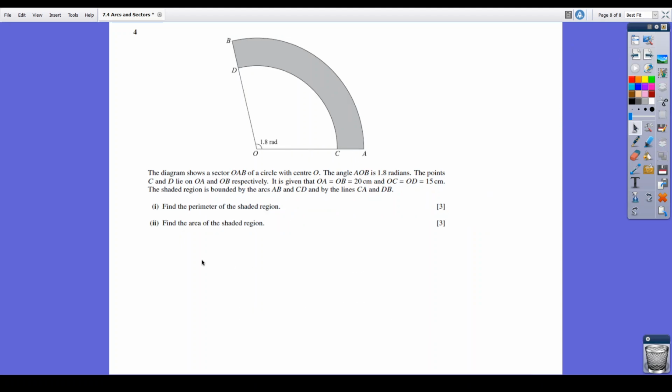The next part of the question was to find the area of the shaded region. How are we going to be able to do that? Well, what we need to do is work out the area of the sector OAB, the whole bit, and then remove the area of the unshaded part. So we consider it as two sectors, a bigger sector and a smaller sector. We work out the area of the biggest sector and subtract the area of the smaller sector. Area of a sector, of course, is given by half r squared theta.